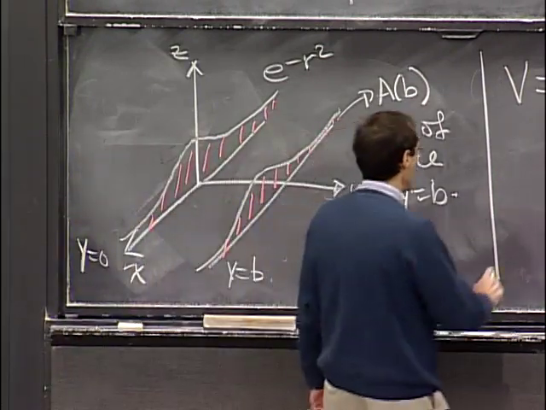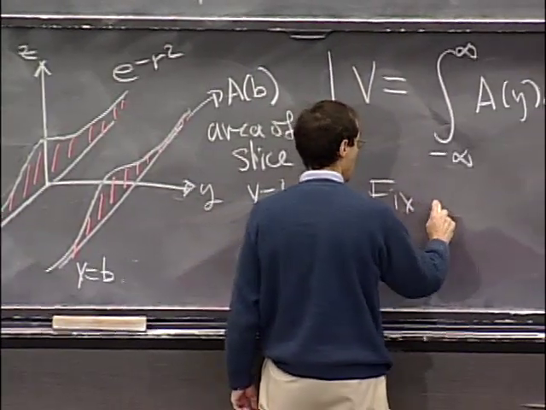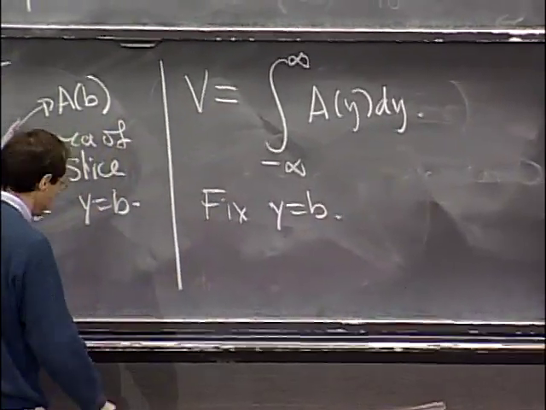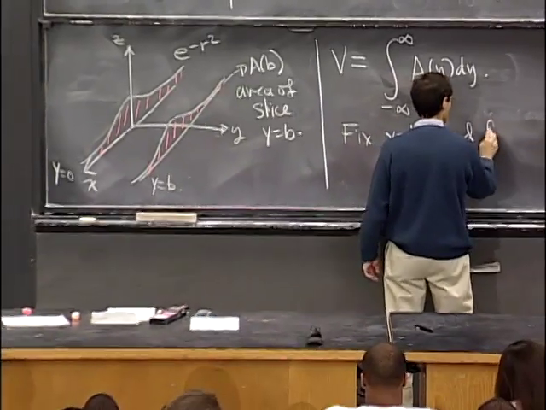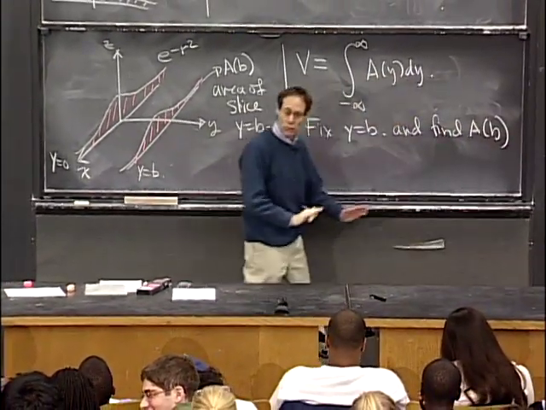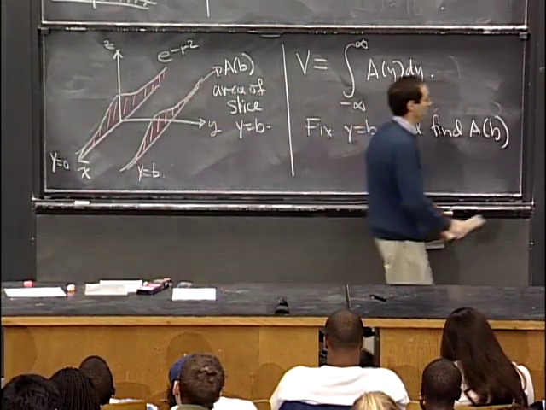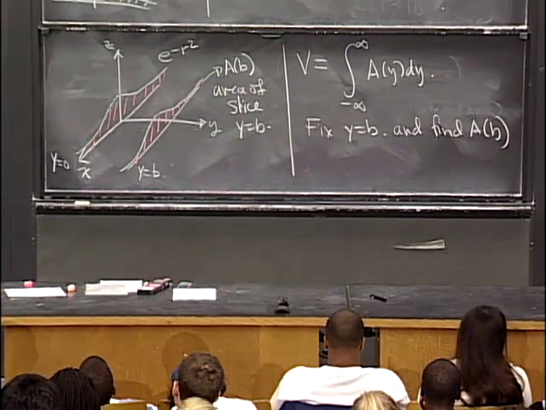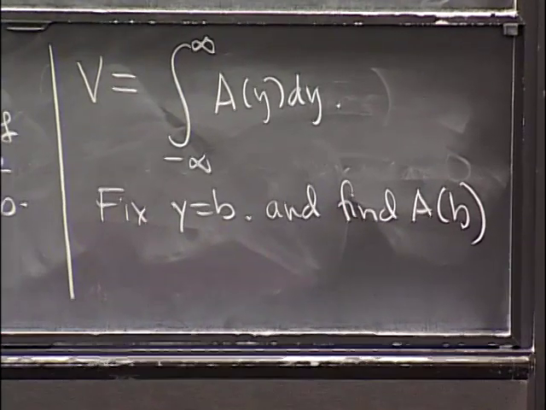And now our goal, in order to do this calculation, we're going to just fix y equal to some b. We're just going to fix one of these slices. And we're going to calculate A of b. That's what we need to do in order to make this procedure succeed. Now, this is the only place where this method works.